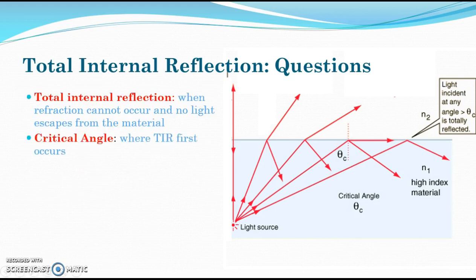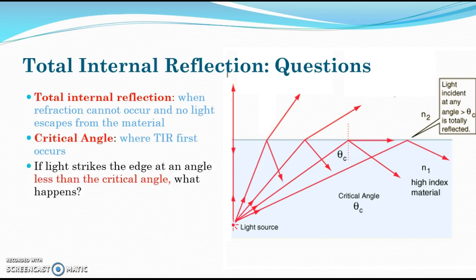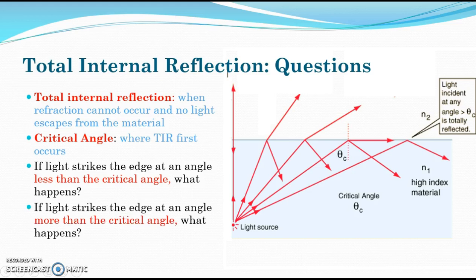Quick brain check. Consider the ideas of critical angle and total internal reflection. If light strikes the edge of the glass or plastic at less than the critical angle, what will happen? Think about it. Write it down. Now, if light strikes the edge of the glass or plastic at an angle more than the critical angle, what's going to happen? Should be something different. Write it down. Unpause the video when you're ready.